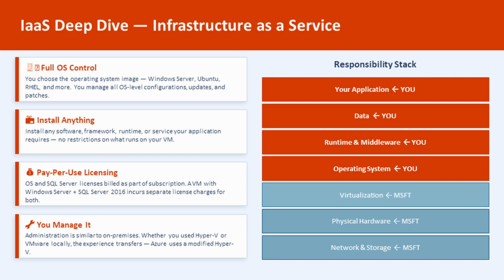When you create an Azure virtual machine, you start by selecting an image, the operating system you want. This could be Windows Server in various versions, Ubuntu Linux, Red Hat Enterprise Linux, and many others. From there, you select the size of the VM, which determines the CPU, memory, and storage capacity, and a few other parameters. Once your VM is provisioned, you connect to it and manage it just like any server you've ever administered.